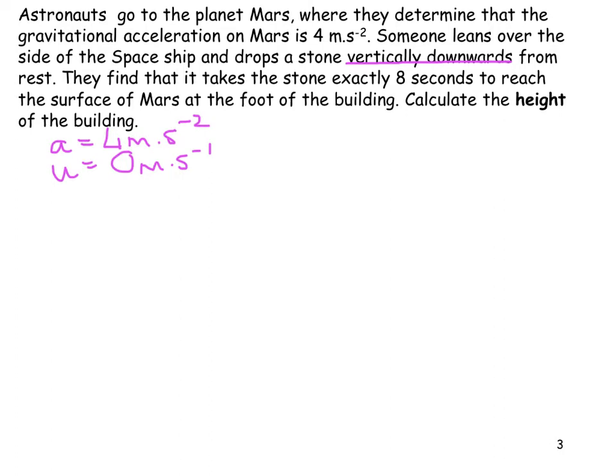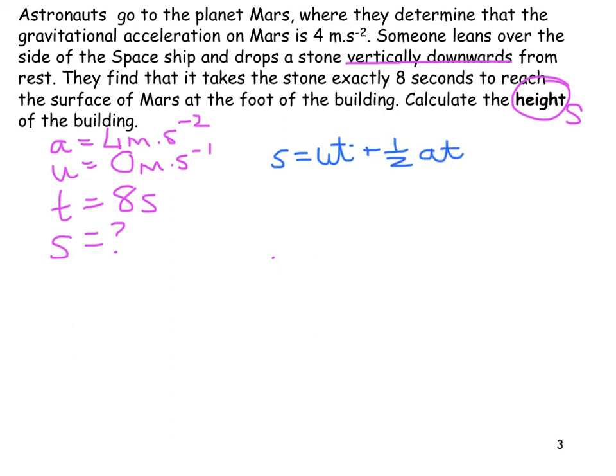They find it takes a stone exactly 8 seconds to reach the surface of Mars at the foot of the building. Calculate the height of the building. What is height? Height is simply a distance. So distance, or displacement, is what I am looking for. I look through my equations of motion. I've got no final velocity, so I'm going to use S is equal to ut plus a half at squared.